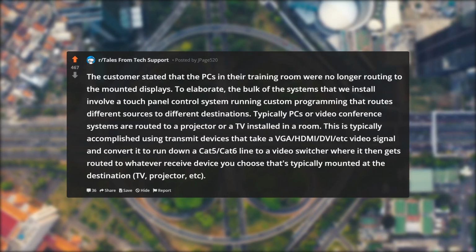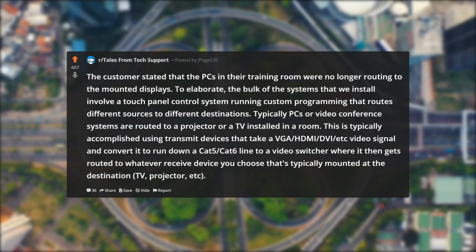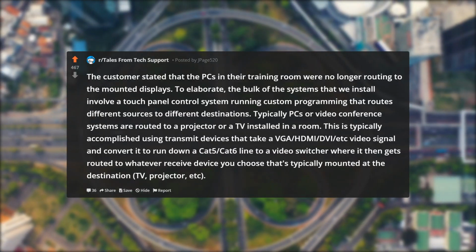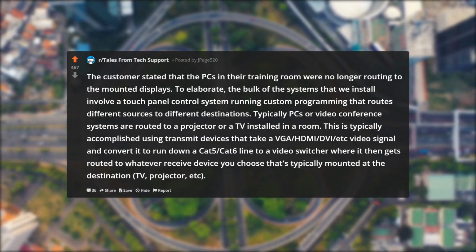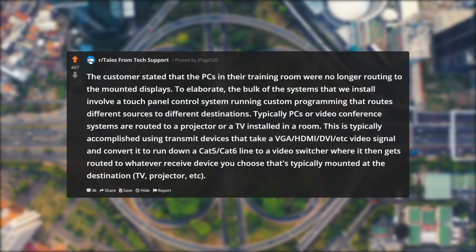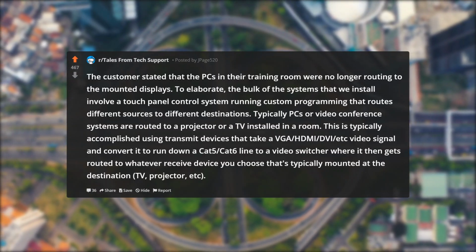To elaborate, the bulk of the systems that we install involve a touch panel control system running custom programming that routes different sources to different destinations. Typically PCs or video conference systems are routed to a projector or a TV installed in a room.